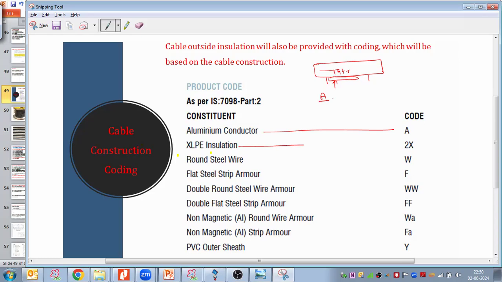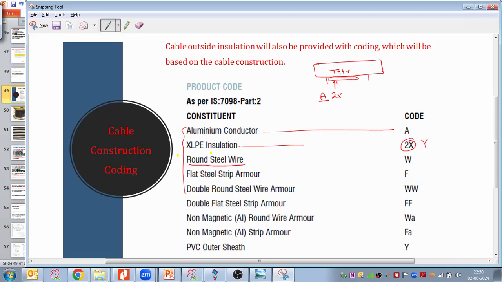Then after the core or conductor, there is the major part they cover here. All the major components are covered in order for the cable coding. Next is the cable inner insulation. If we are using XLPE, then 2X. If we are using PVC, then we take Y. So A2X means aluminum conductor with XLPE inner insulation.